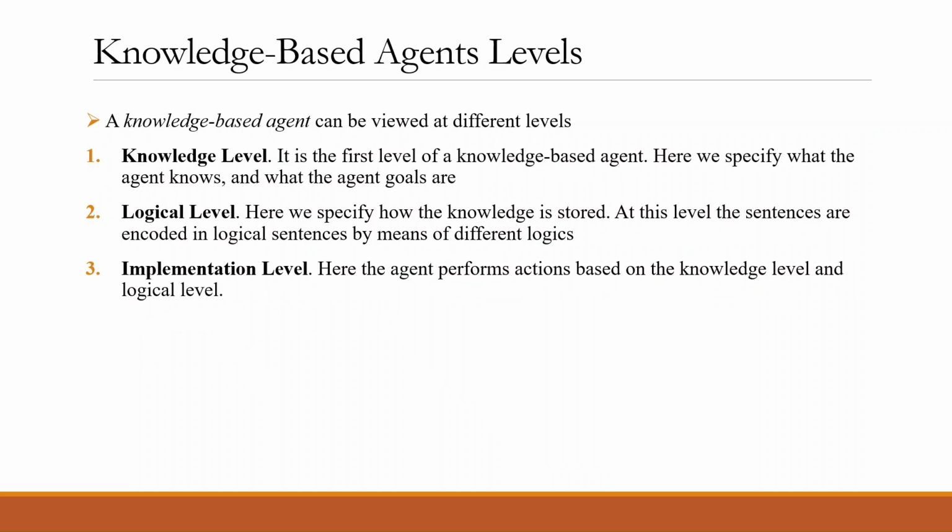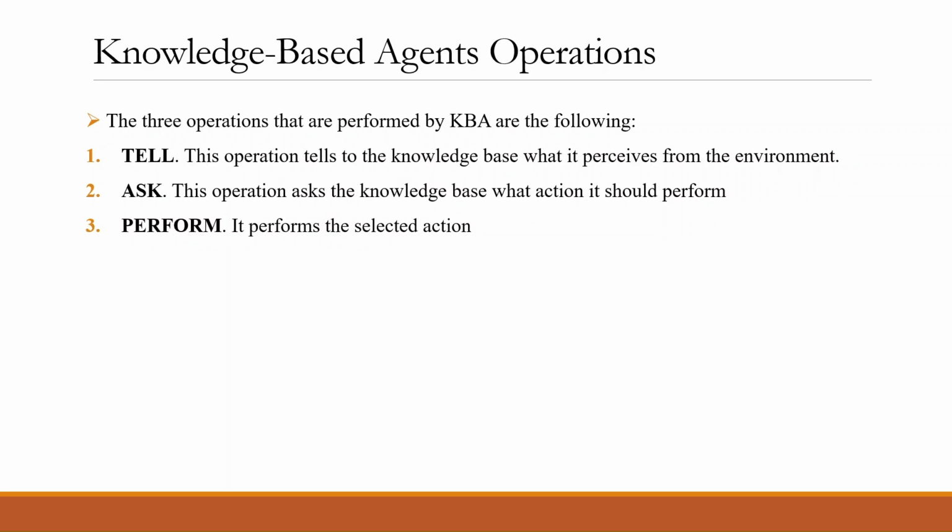A knowledge-based agent can be viewed at different levels. At the knowledge level, this is the first level of a knowledge-based agent. Here we specify what the agent knows and what the agent goals are. Next, we have the logical level. Here we specify how the knowledge is stored. At this level, the sentences are encoded in logical sentences by means of different logics. And then we have the implementation level. Here the agent performs actions based on the knowledge level and logical level.